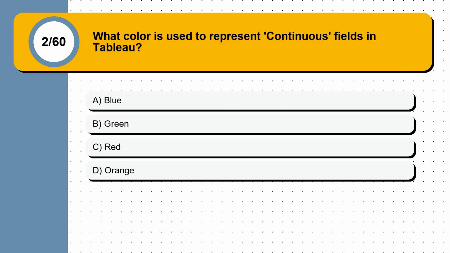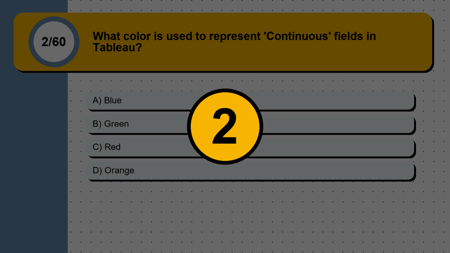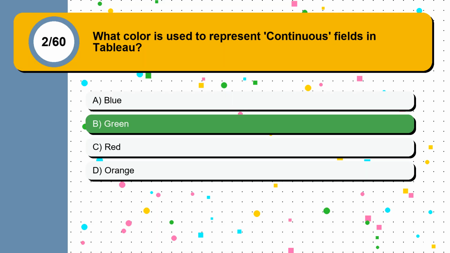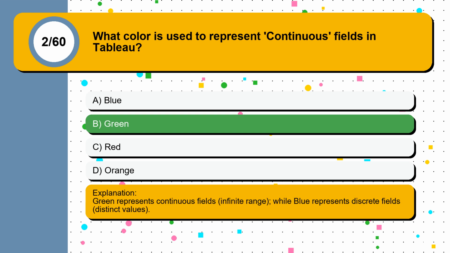Question 2. What color is used to represent continuous fields in Tableau? Option A, blue. Option B, green. Option C, red. Option D, orange. The correct answer is option B, green. Green represents continuous fields, infinite range, while blue represents discrete fields, distinct values.